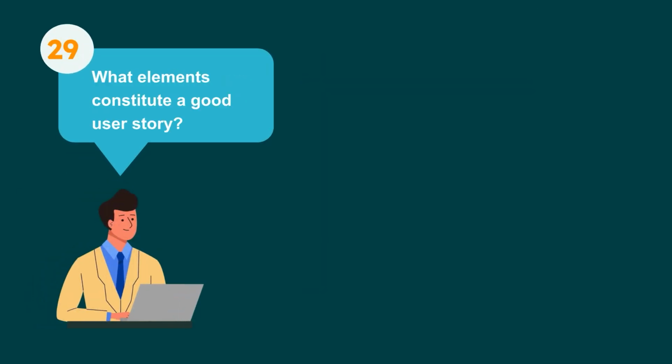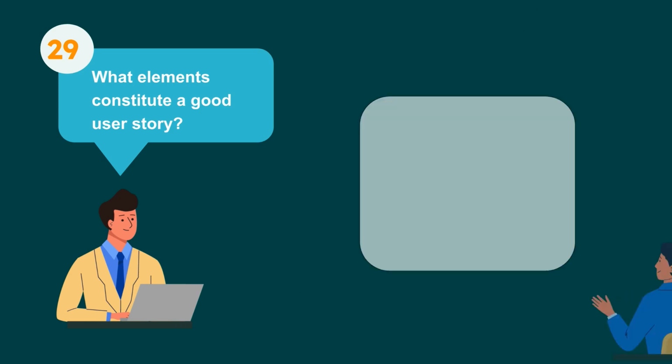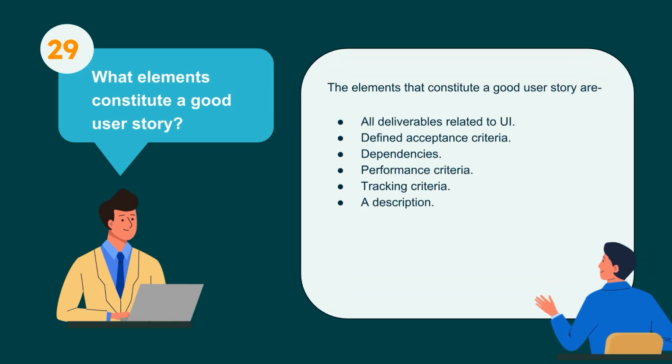29. What elements constitute a good user story? The elements that constitute a good user story are all deliverables related to UI, defined acceptance criteria, dependencies, performance criteria, tracking criteria, a description.